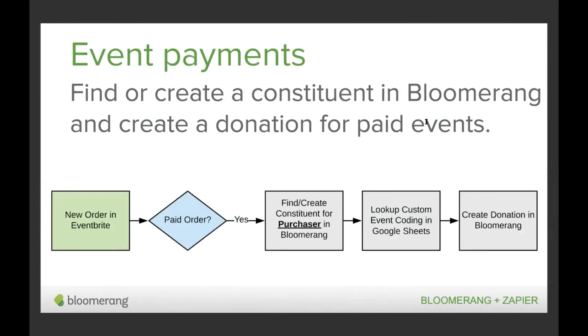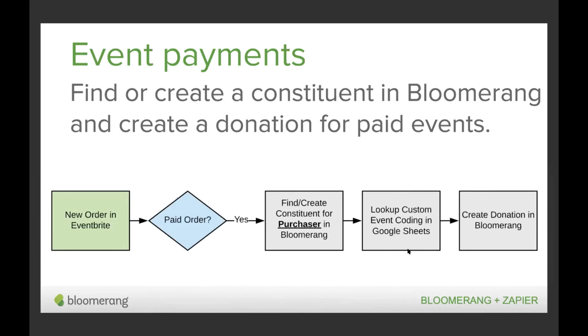When it comes to getting Eventbrite payments into Bloomerang, each new paid order in Eventbrite will first find or create a constituent in Bloomerang for the purchaser. Then we're going to use a Google Sheet lookup table to pull in custom coding based on the specific event before creating a donation in Bloomerang on the constituent's timeline. Now, as we go through this demonstration, if you find the addition of a Google Sheet in the workflow to be a little intimidating, you can accomplish the same workflow without the Google Sheet lookup step.